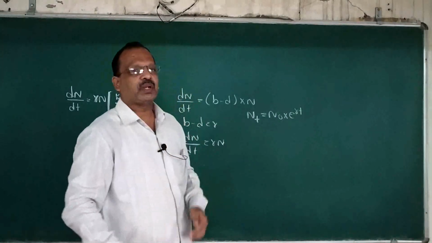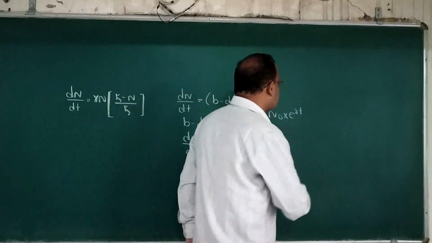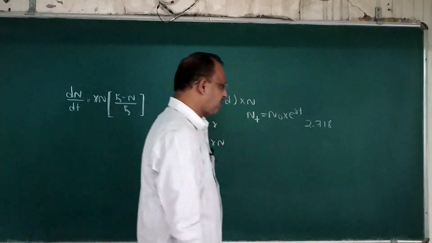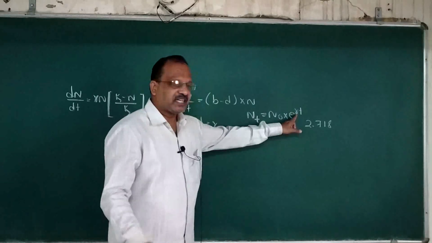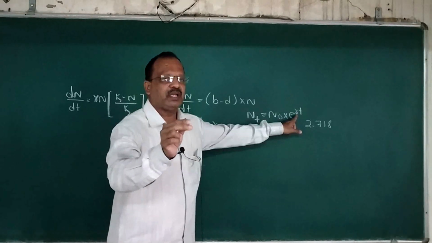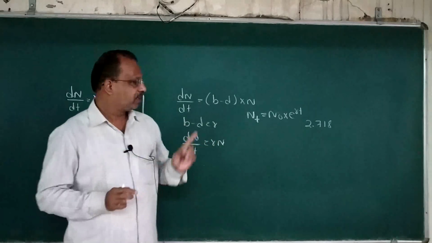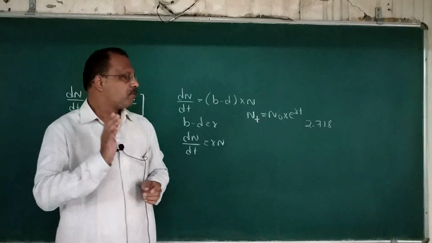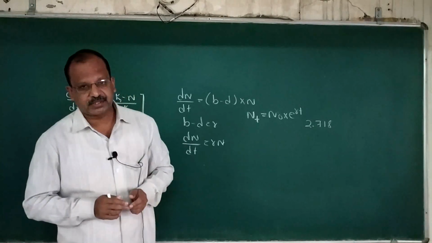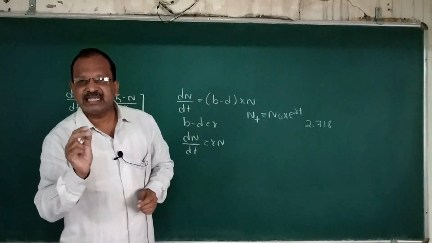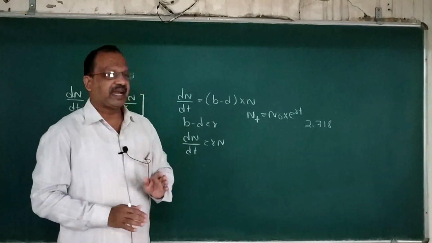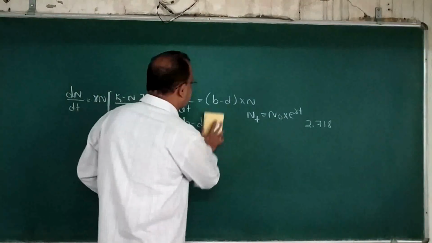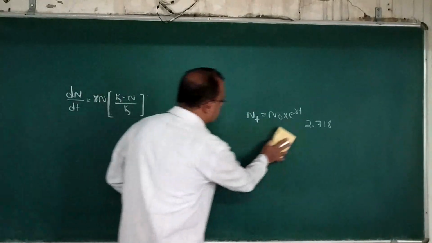e is the base of natural logarithm. You have to remember the base of natural logarithm is 2.718. r stands for intrinsic rate of natural increase, t stands for time. So that ends the previous day matter, but for CET purpose you have to remember two to three important points.